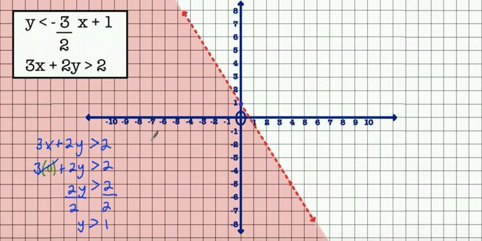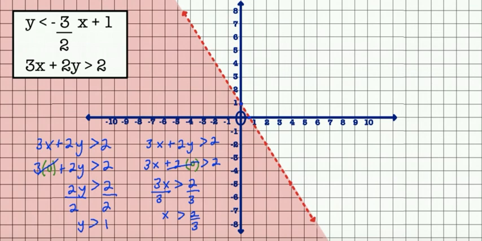And then we're going to do the same thing. So we're going to do 3x plus 2y. And instead of substituting the x with 0, we're going to substitute the y with 0 to get the x-intercept. So we have 3x, this cancels out because that's 0, is greater than 2. Now in order to get x by itself, we have to divide both sides by 3. And we end up with x is greater than 2 over 3, which is 2/3. So the x-intercept is 2/3.